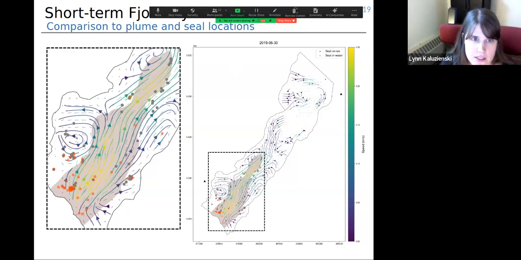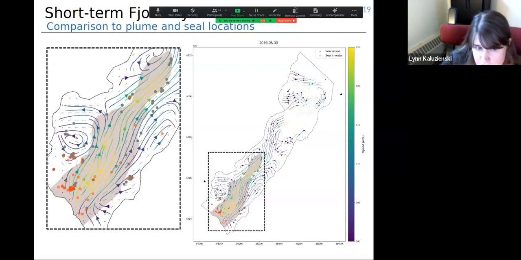This is sort of my first attempt at quantifying where the plume is. Essentially what I did is I just went through Planet satellite data and just handpicked the edges of the plume. So not the most robust methodology, but it gives an idea of what's going on. And the location of the plume actually matches up really nicely with the region of fastest flow as well.